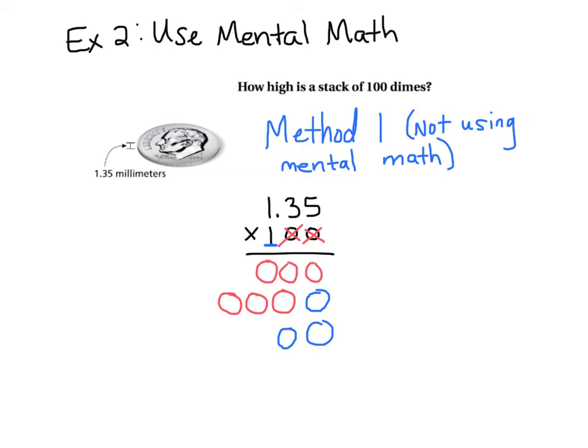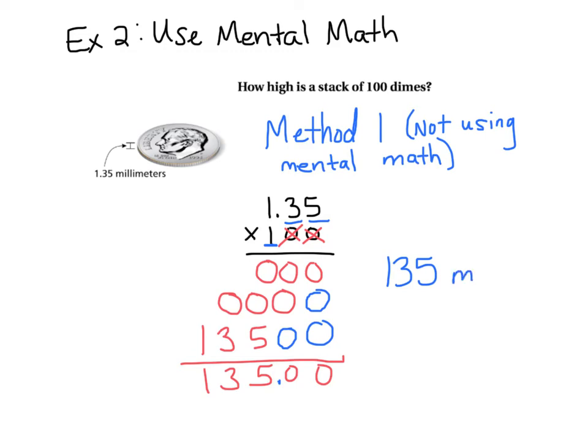So then you just go through and multiply 1 times 5, 1 times 3, and 1 times 1, and then you add just like we normally do. And then we just check up in the original problem, and we can see that there were 2 digits after the decimal, so we need to move in 2 digits this way and then have the decimal right there. So that would put it between the 5 and the first 0, and that's the same thing as 135 millimeters. And that's how high the stack of 100 dimes would be.